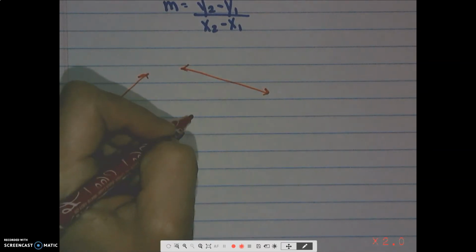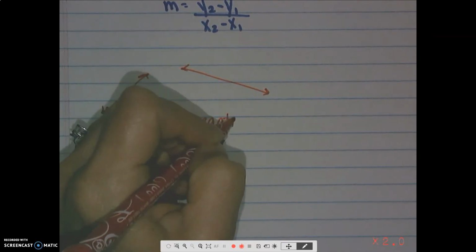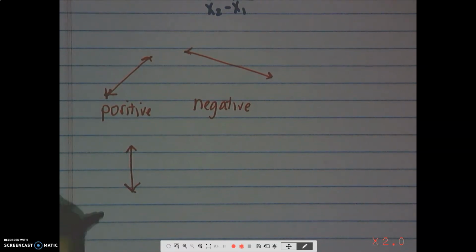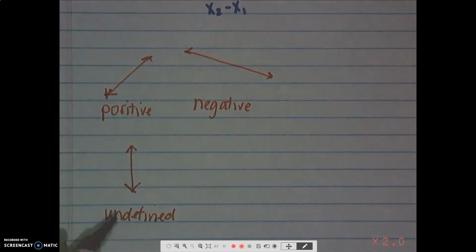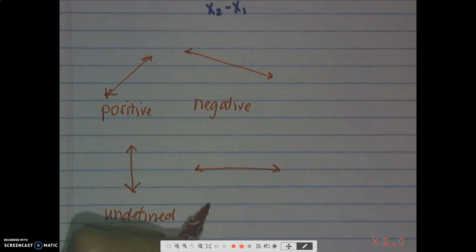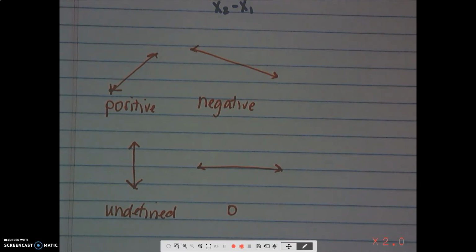If your line looks like it's going downhill from left to right, it means your slope is going to be negative. If your line goes straight up and down, it is a vertical line, that means that your slope is undefined because your run is 0 and you can't divide by 0. And if it is a horizontal line, then that means that your slope is 0. Okay, so those are the 4 situations that you could be in for these if they're graphed.